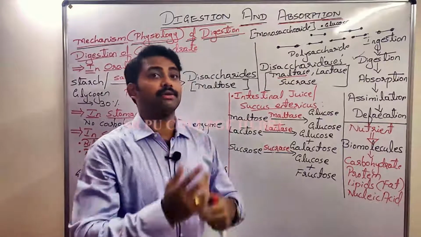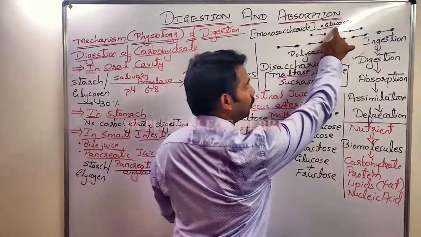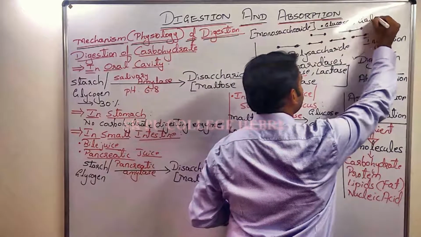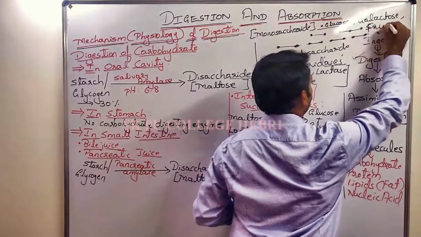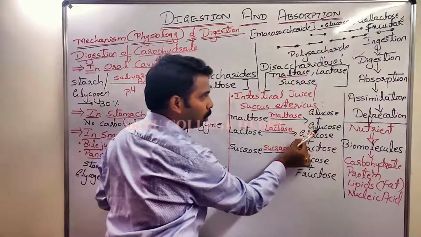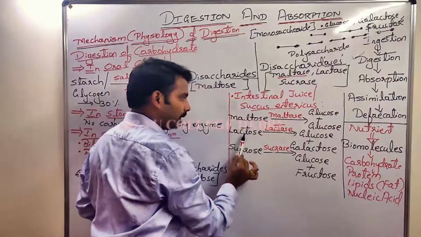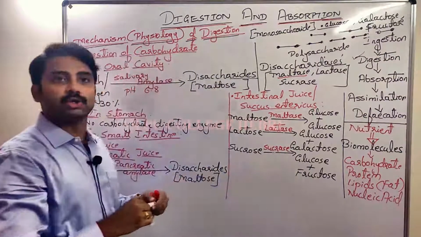Dear students, can you give me an example of a monosaccharide? One I already told you, glucose. One more example is what? Galactose. One more is fructose. So when glucose units join, they form maltose. Glucose and galactose join, they form lactose. Glucose and fructose join, they form sucrose.